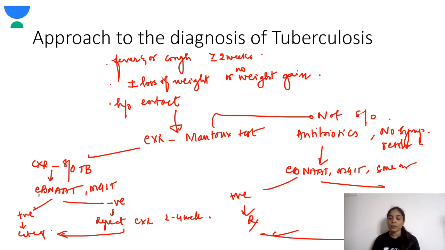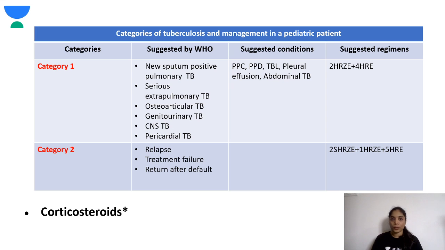If there are no symptoms, or if the symptoms resolve, well and good. But if the symptoms do not resolve, then you have to send for gastric aspirate. You have to send the induced sputum for CB-NAT, smear, and the MGIT. If it is positive, the same thing goes.